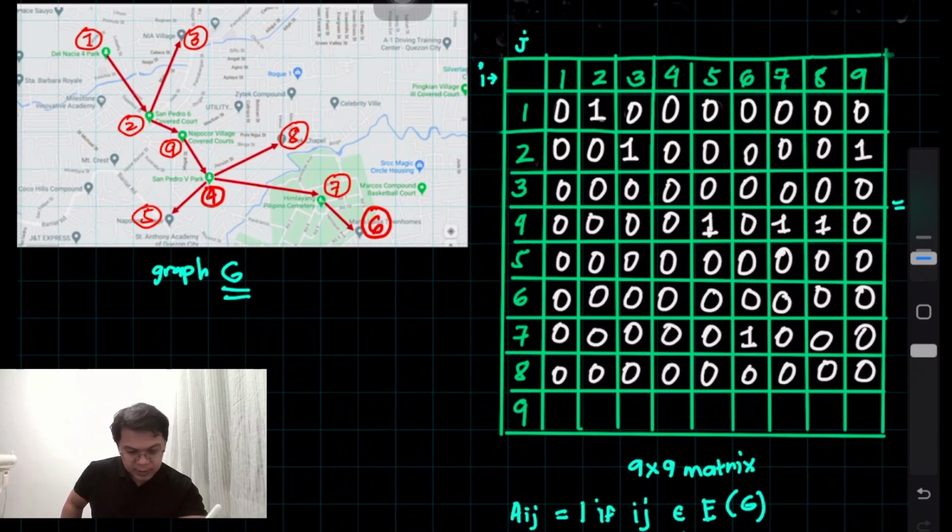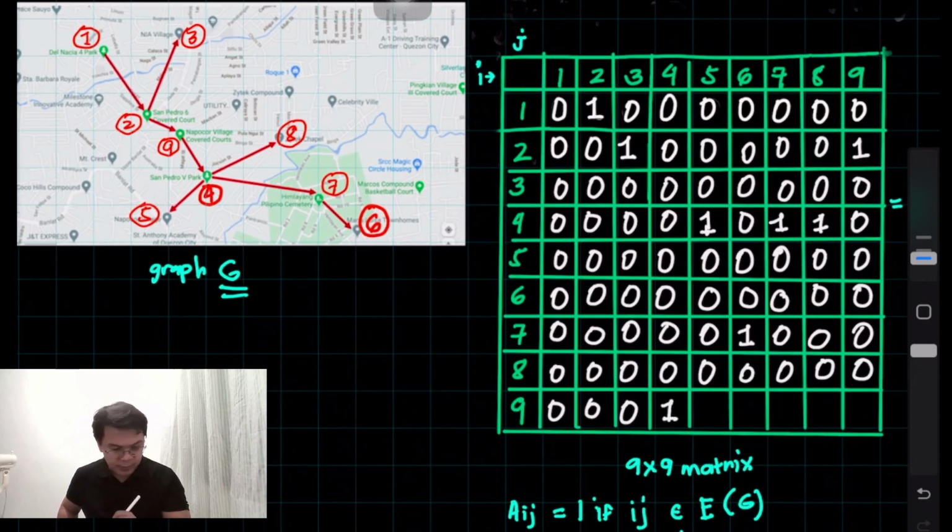So let's check. 9 and 1 is 0. 9 and 2, that's the opposite direction, 0. 9 and 3, 0. 9 and 4, there is 1. Right? 9 and 5, that's 0. 9 and 6, that's 0.